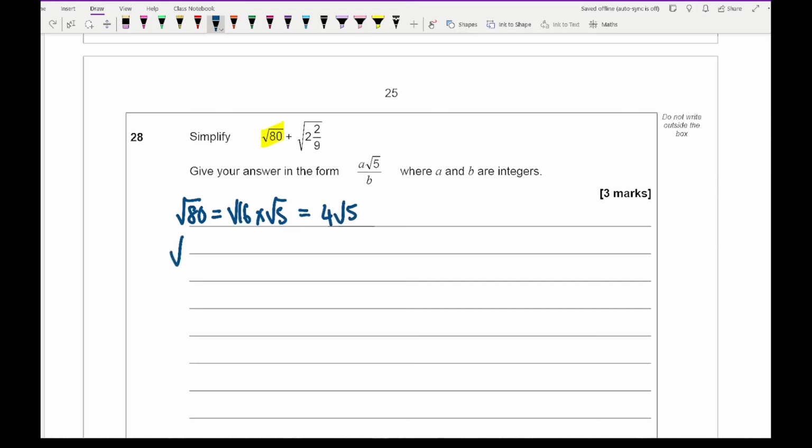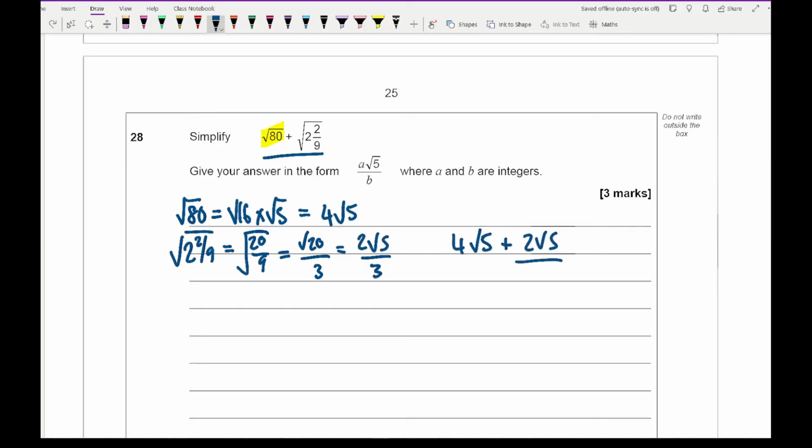Then if I look at the square root of 2 and 2/9, if I first convert that into an improper fraction, I get 20 over 9, which gives me root 20 over 3, and root 20 we know is 2 root 5 over 3. So what this equation then becomes is 4 root 5 plus 2 root 5 over 3. Now from this, what I can then do is a couple of things.